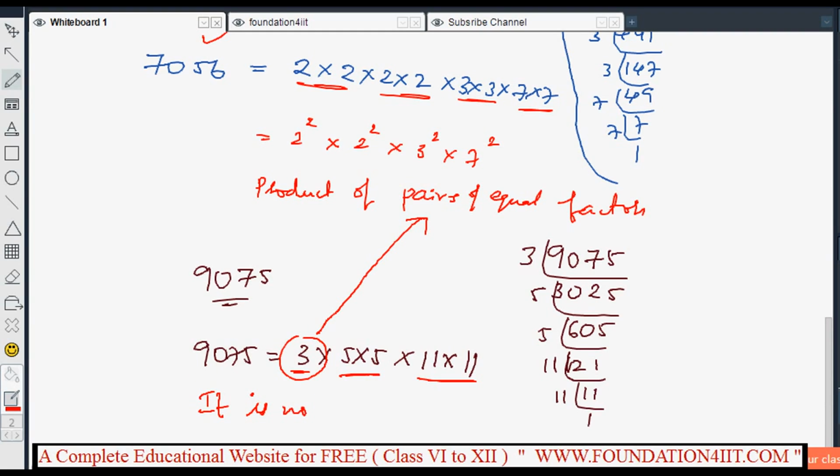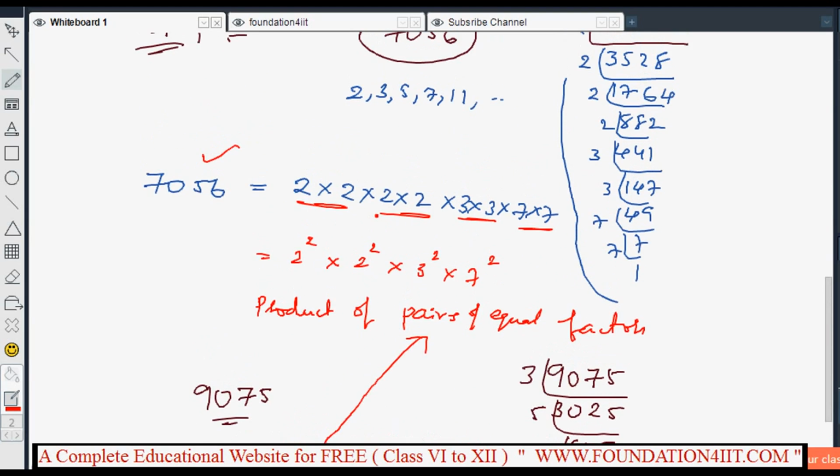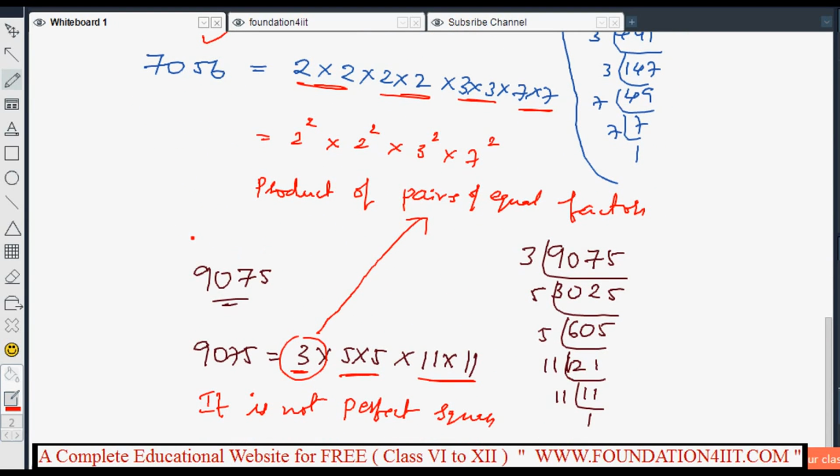So it is not a perfect square. We cannot write that number as a product of pairs of equal factors. 3 is a number, but there is no additional 3. This is the way we can test whether the given number is a perfect square or not. Next we will see what a square root is and how to find the square root.